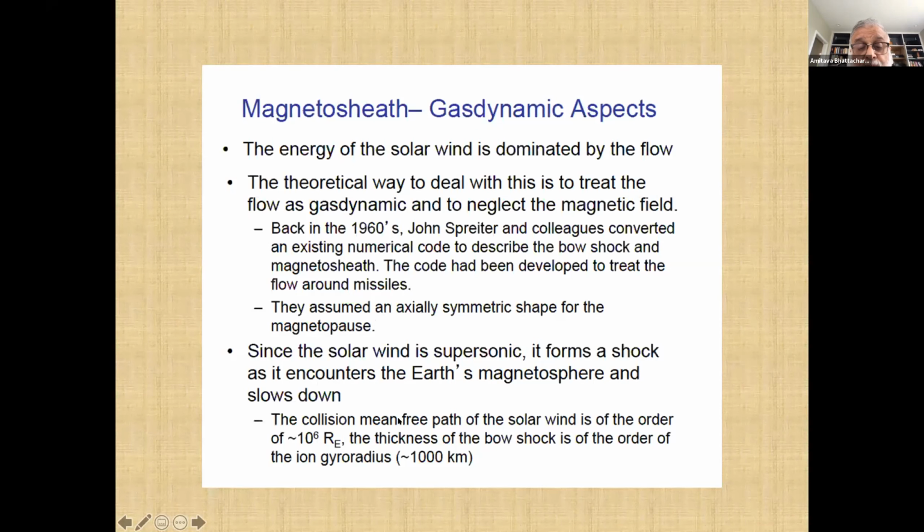And if you look at the collision mean free path of the solar wind, it's of the order of 1 million Earth radii. It's a very highly collisionless system. Whereas the thickness of the bow shock is of the order of 1,000 kilometers, which is more like an iron gyro radius. More on the thickness of the bow shock and what physics goes into that a little later. Doing this is in itself an indicator that we need to start thinking about what happens in this 1,000 kilometer radius and what physics matters. And I'll get to that very quickly.